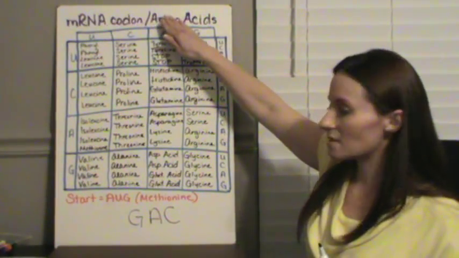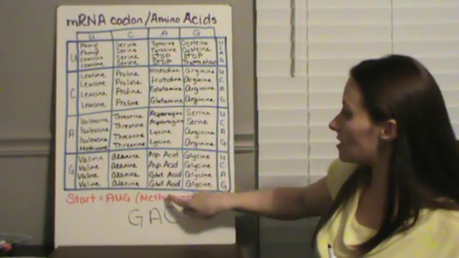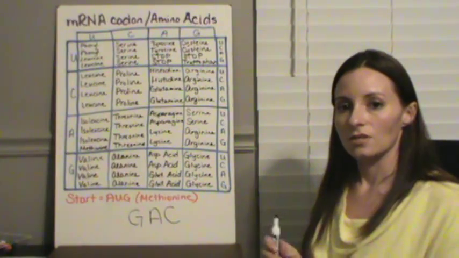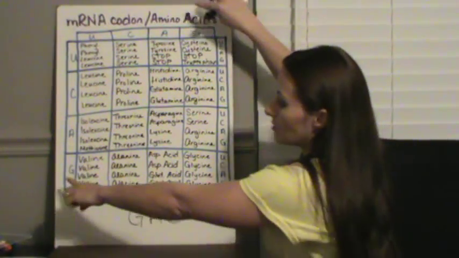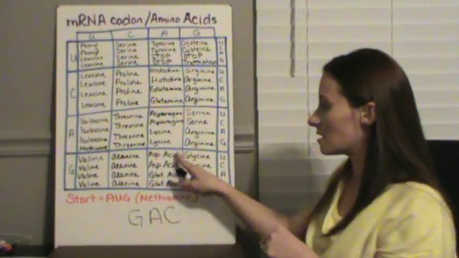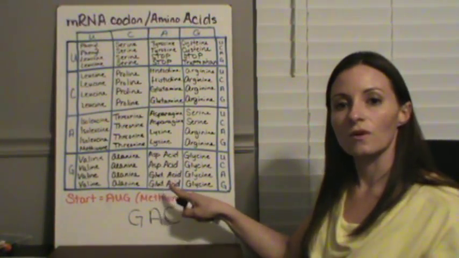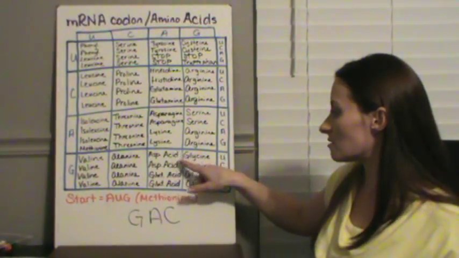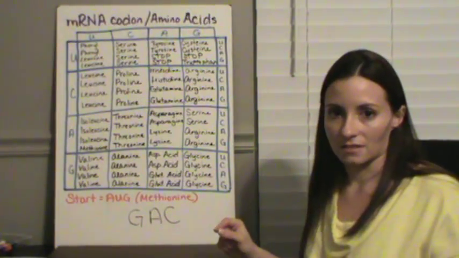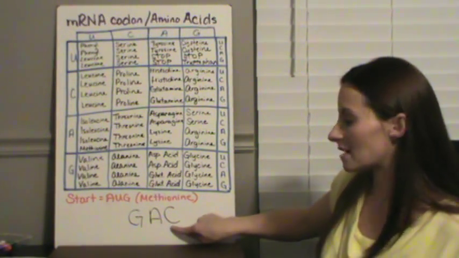Our second base is an A, so we know it's going to be in this column. Our row and our column intersect in this box right here. So our amino acid has to be one of these 4 amino acids down here. Then we're going to read the last one, C.